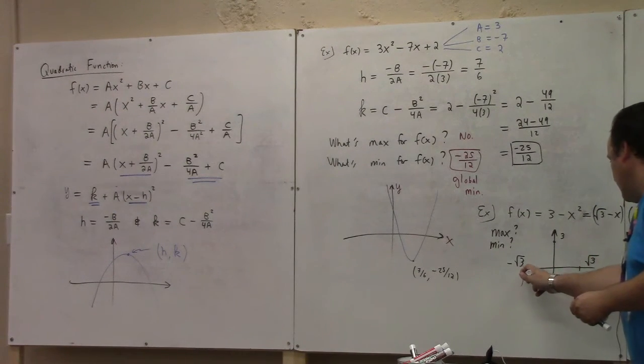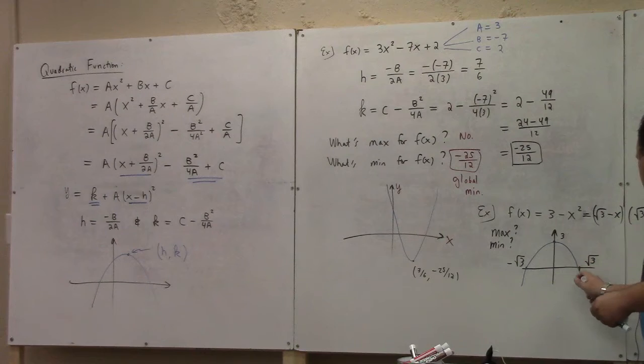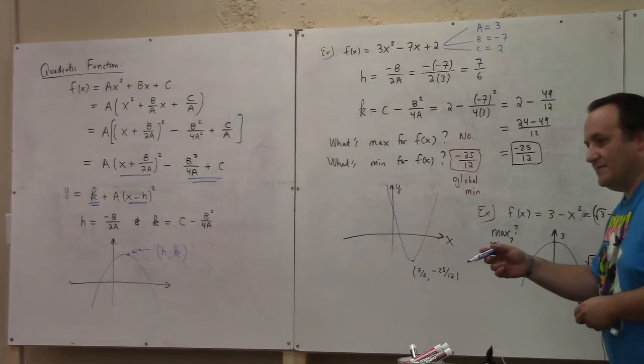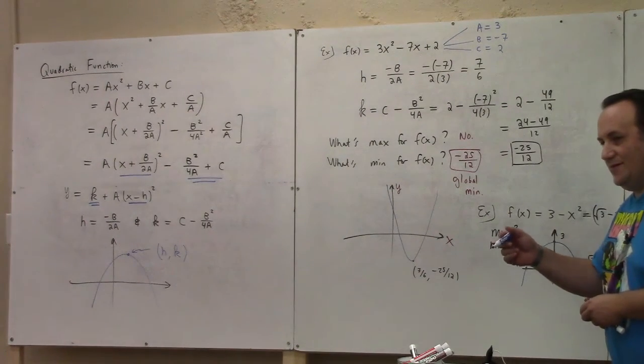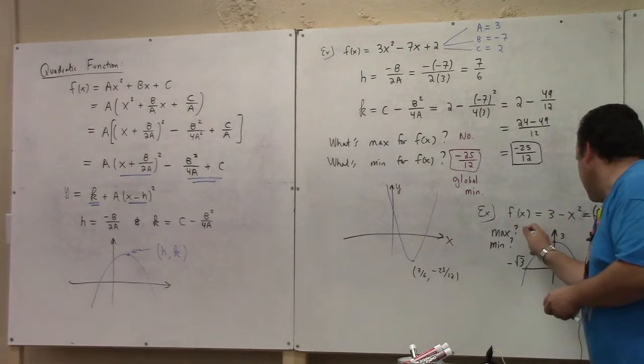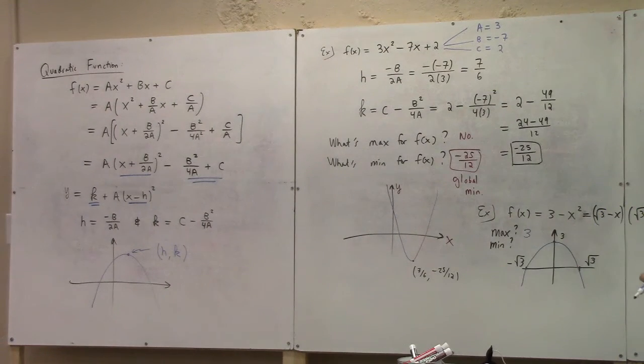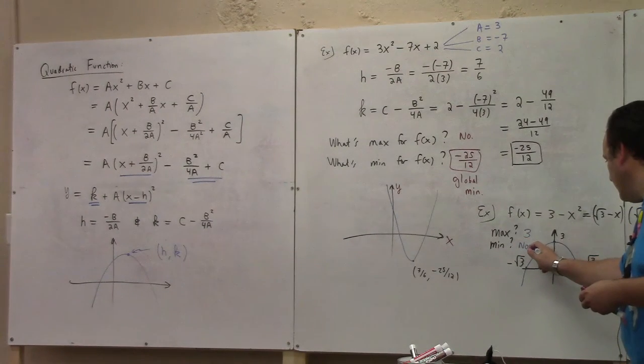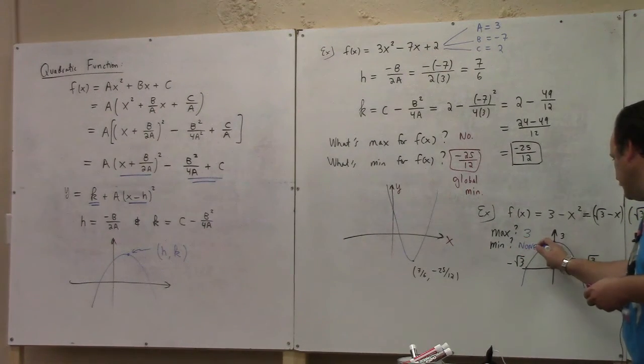So what do you think? What's the answer to my question? Is there a max? Yes, and it is? Who said that? Oh, Steven said it. Okay, 3. Steven says 3. I'll allow it. Minimum? No. I mean, there is no minimum. None exists.